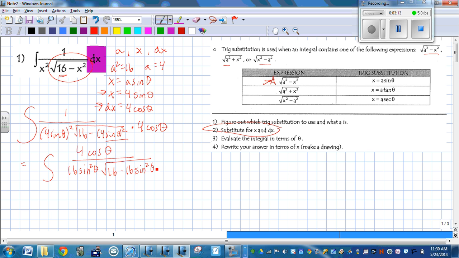What we need to do next is just take out the common factors. So you have a 4 and a 16. This goes away, and this becomes 4. So you have cosine of theta over 4 sine squared theta times, take out a 16, and you've got 1 minus sine squared of theta.